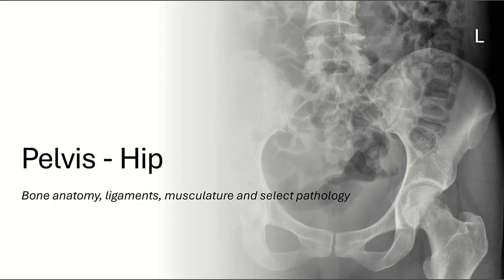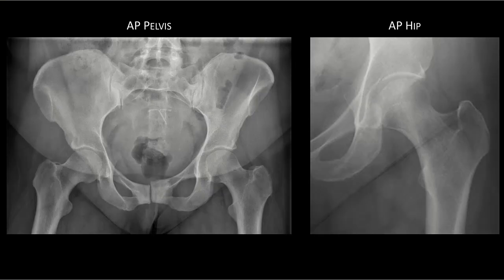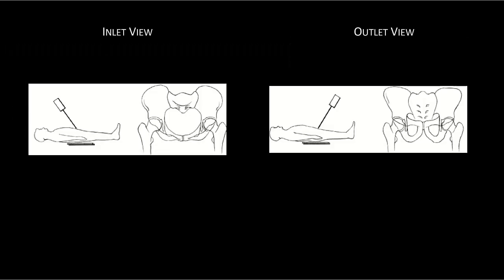So let's go through the pelvis and the hip. Let's start with radiographic views of the pelvis. Here we see the standard AP pelvis view on the left as well as a zoomed in image of the hip on the right. There are a couple of views that are less common, but I wanted to include them for you to be aware of some of the alternate pelvic imaging examples and their indications.